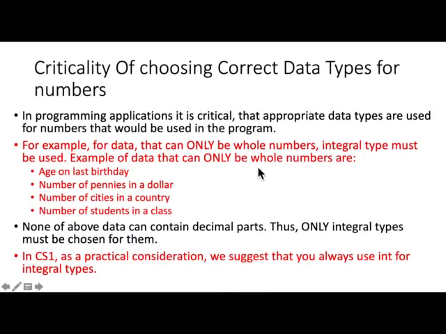In programming applications, it is critical that appropriate data types are used for numbers that would be used in the program. For example, for data that can only be whole numbers, integral type must be used. Examples of data that can only be whole numbers are age on last birthday, we showed example before, number of pennies in a dollar, number of cities in a country, number of students in a class. You cannot have 10.5 students in a class, it's either 10 or 11. For such situations, you should only use integral data type.